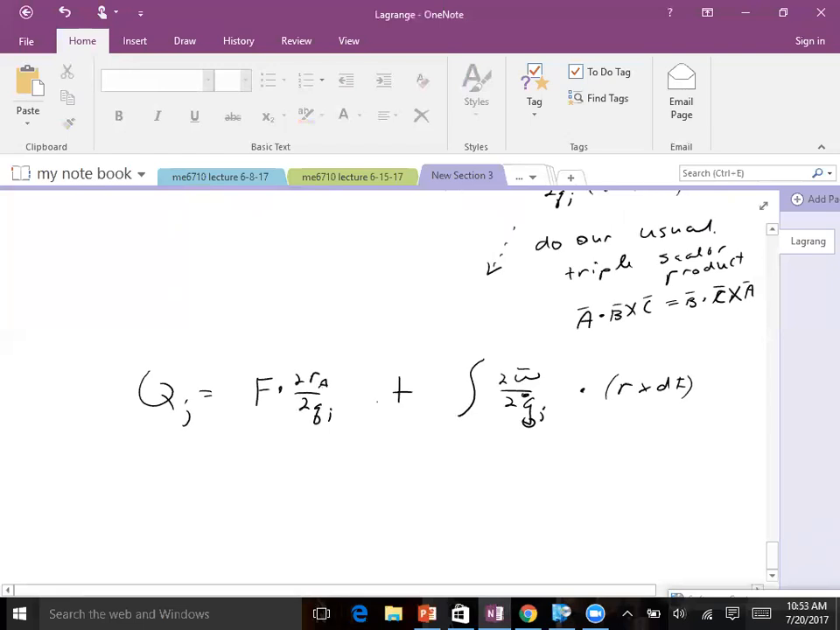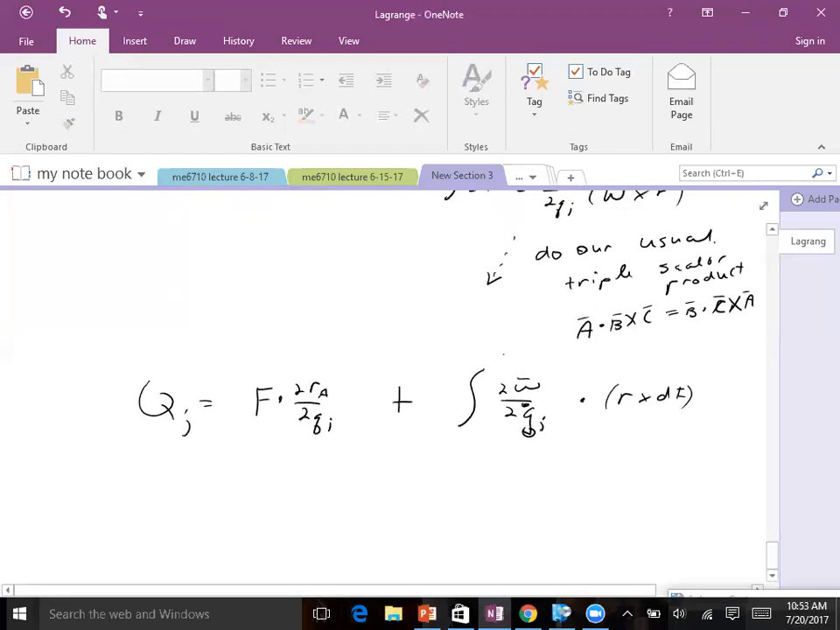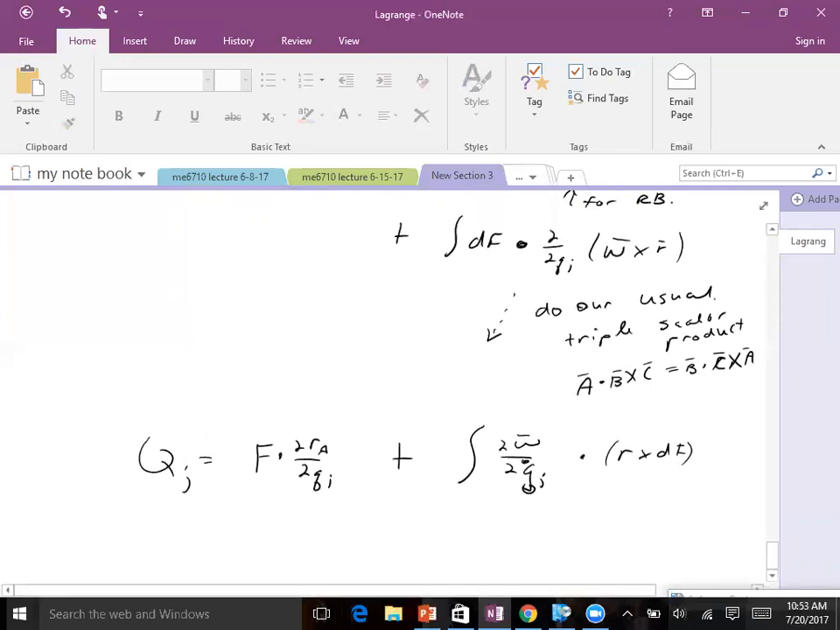So why don't you have to do the partial of r with respect to qj? Oh, where? So you made C, r. Oh, yeah. So we let A equal F, B equal omega, C equal r. So I get B, so that's the part. Oh, I see.